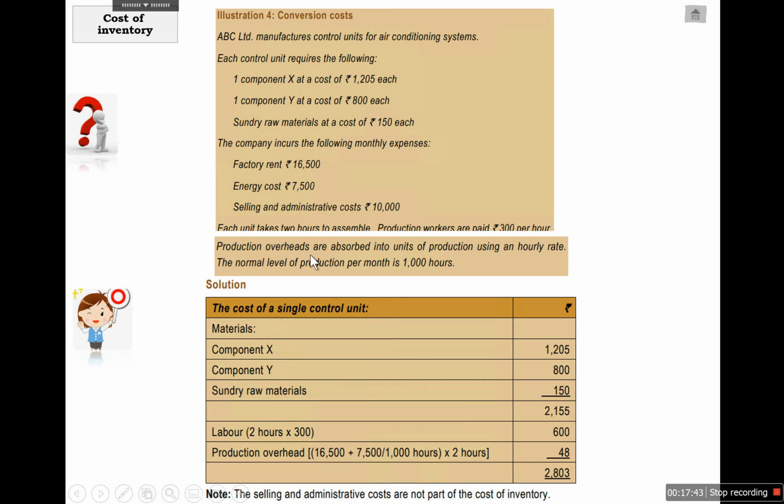Then 2 hours are used for assembling one product, and it is paid at a rate of 300, so 600 rupees will be used here. Fixed production overhead will be allocated based on the normal level of production. So 16,500 is a fixed cost. Energy cost is also a fixed cost. So divide by 1000, the normal capacity level, and per unit assembly requires 2 hours. So based on the average, 48 rupees per hour, 48 rupees are calculated for one unit. So total cost will be 2803.